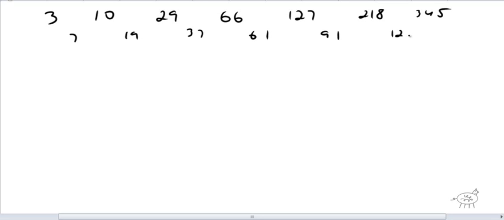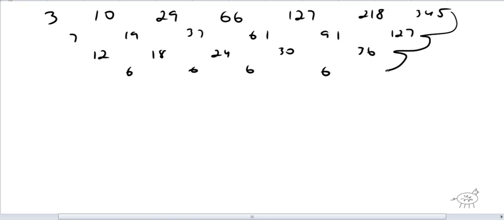You got to do the subtraction. 127. I have it written down here already because I did the subtraction already. The difference here is 12, 18, 24, 30, and 36, and then it's all sixes between these. So it went 1, 2, 3. So I know it's x cubed. It's cubic. So that's all I need.